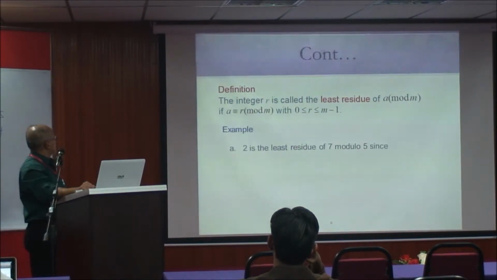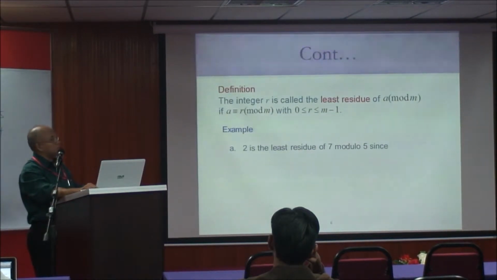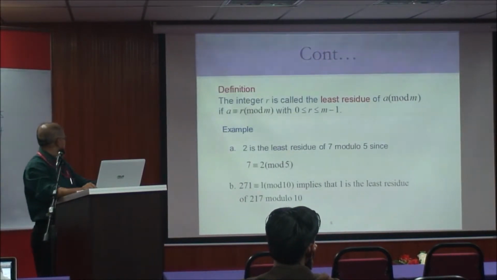So for example, if you take M equal to 5, what is the least residue of 7? If you look at the division algorithm, we are dividing 7 by 5. So we have the quotient as 1 and the remainder would be 2, right? So 2 is the least residue of 7. So we say that 7 is congruent to 2 modulo 5.